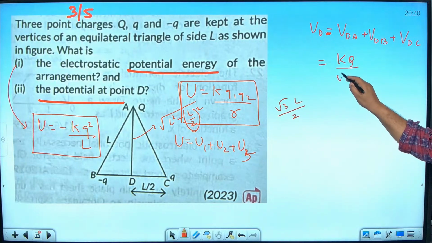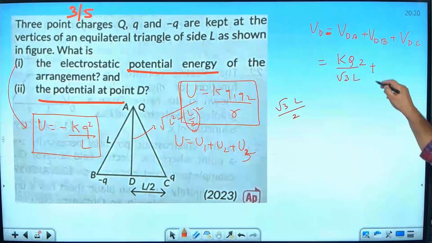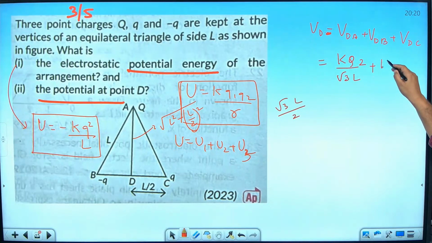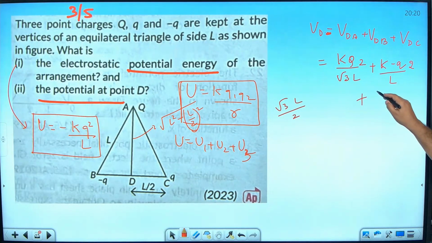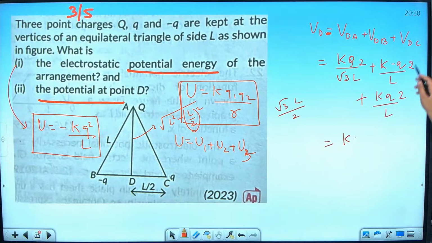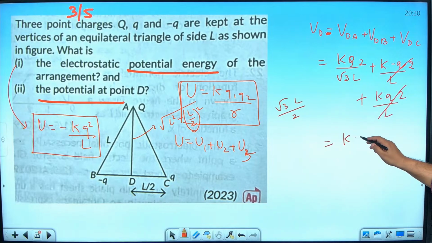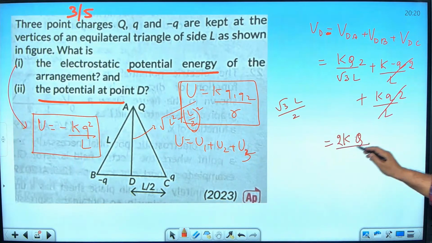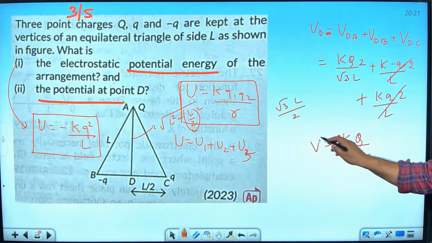So KQ by root 3 L by 2 plus, what is V due to B? K minus Q by root 3 L by 2. L and 2 go above, and plus K into Q by L and 2 will go above, right? Now what we can take common? Common is K, only K we can take. Oh, this will get cancelled, yeah. This will get cancelled. What remains? 2KQ by root 3 L. That is the answer.